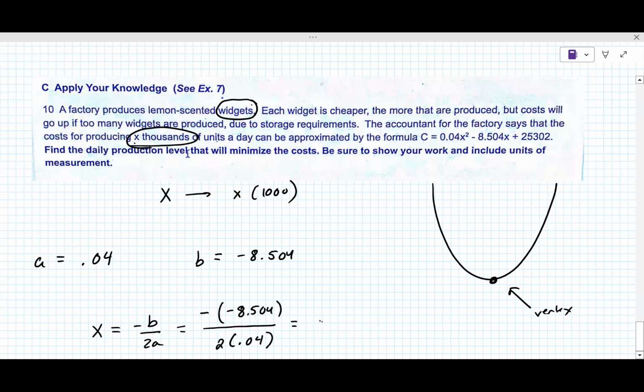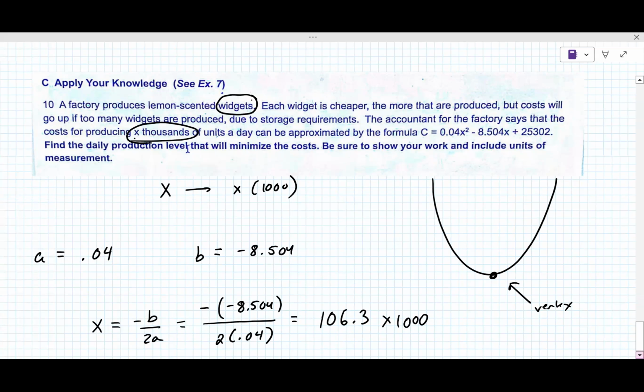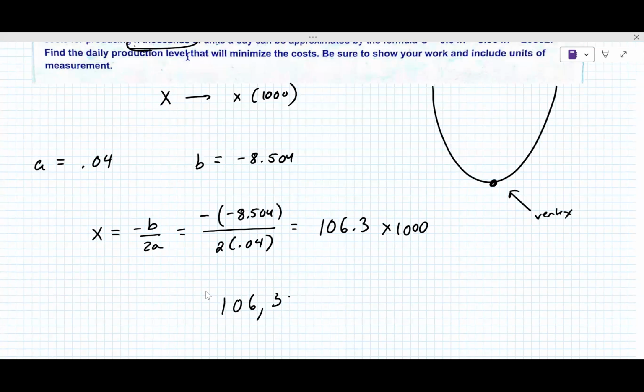106.3. Yes. Now the problem with this answer, like I mentioned up here, is you have to multiply it by 1,000. So do I multiply times 1,000? Yes. That's going to be 106,000. You said it correct, 106,000 and then 300, and then you want to add in the word widgets.